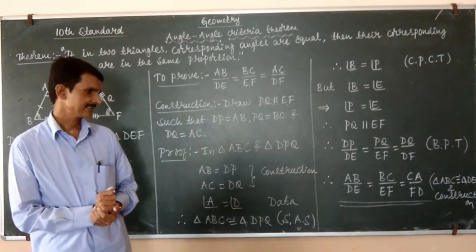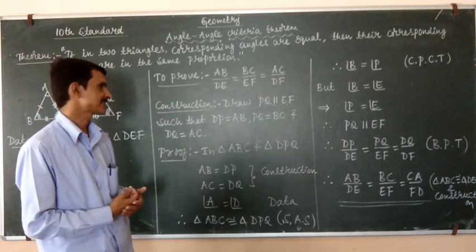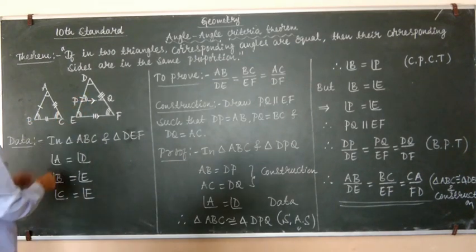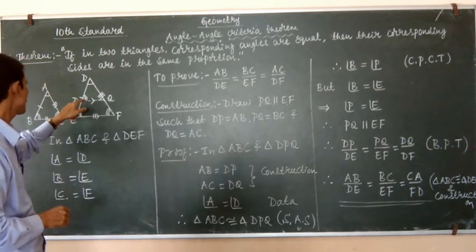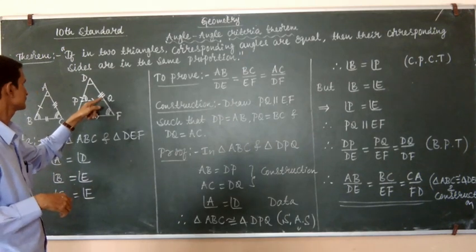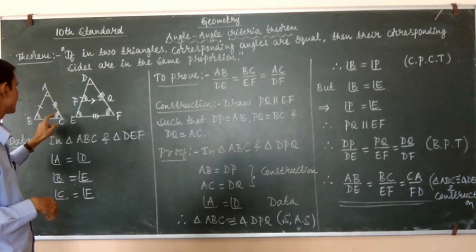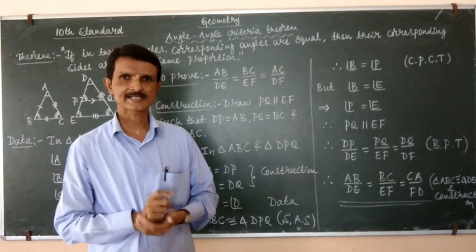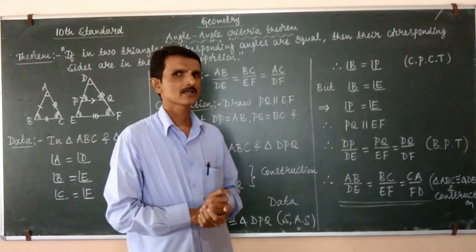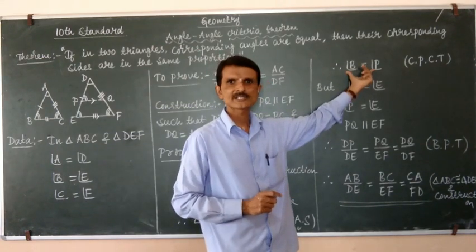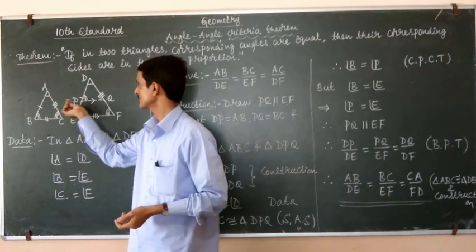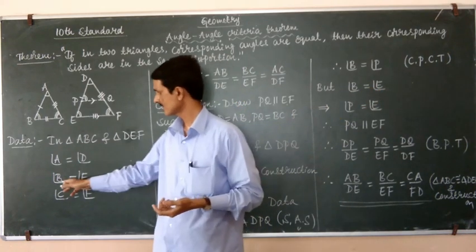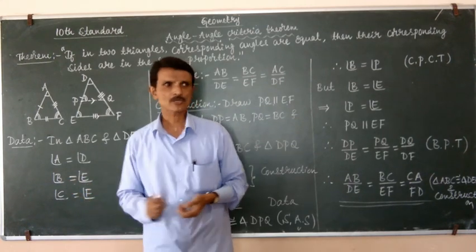That is by SAS axiom. Now we will write, angle B is equal to angle P, angle C is equal to angle Q, because they are the corresponding parts of the congruent triangles. Therefore, angle B is equal to angle P. But angle B is equal to angle E. Already we have written.